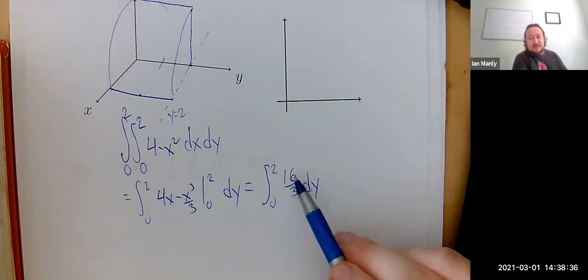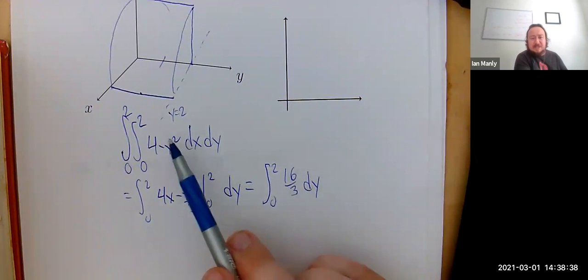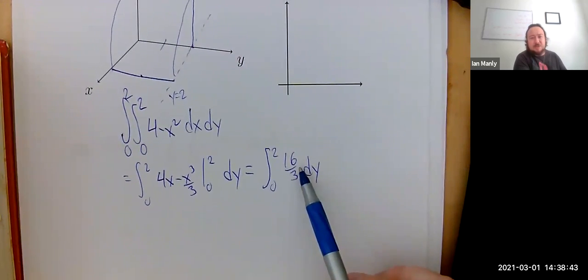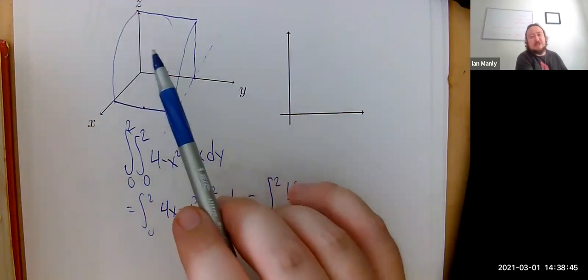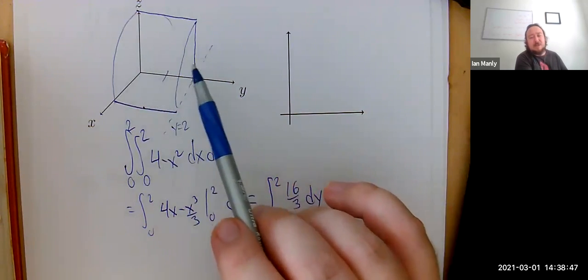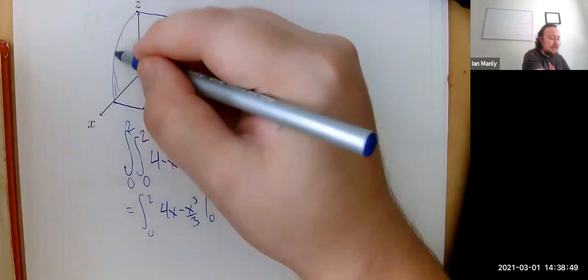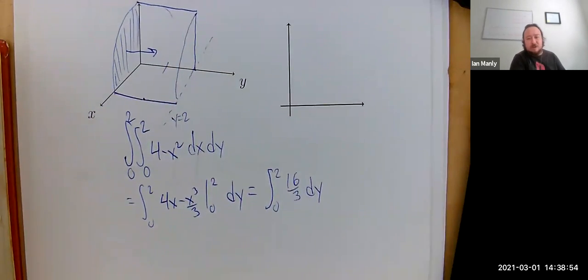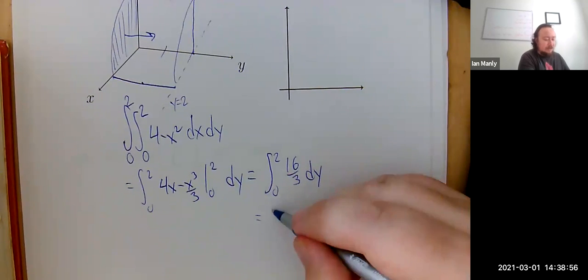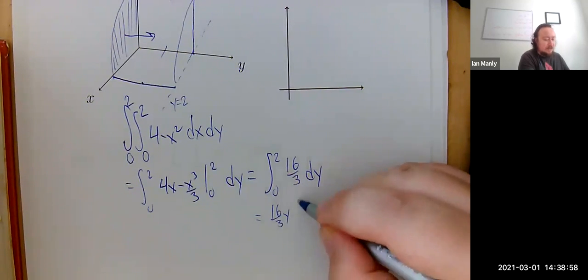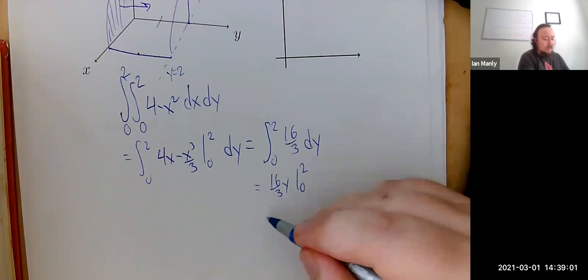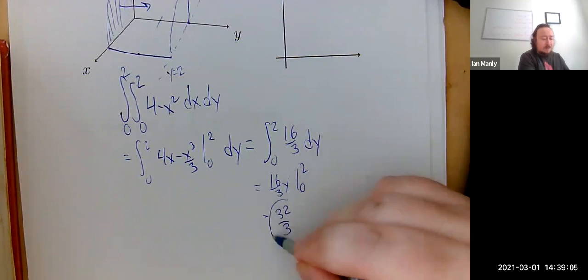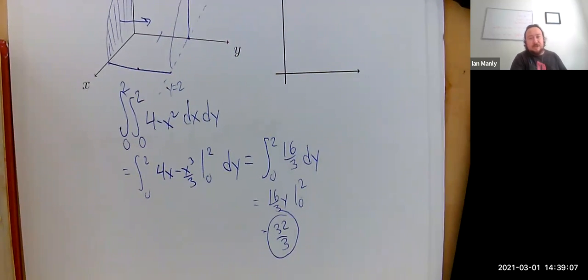All right, so this ends up just being a number, and that's kind of nice because we didn't have any y's in there. So now we're just integrating a constant with respect to y. And it kind of makes sense, right? Notice that this isn't really changing in the y direction. We're effectively just finding the area right here and then bringing it along a distance of 2. So if we integrate this, we have 16/3 y from 0 to 2. So then we're going to end up with 32 over 3, our volume right here.